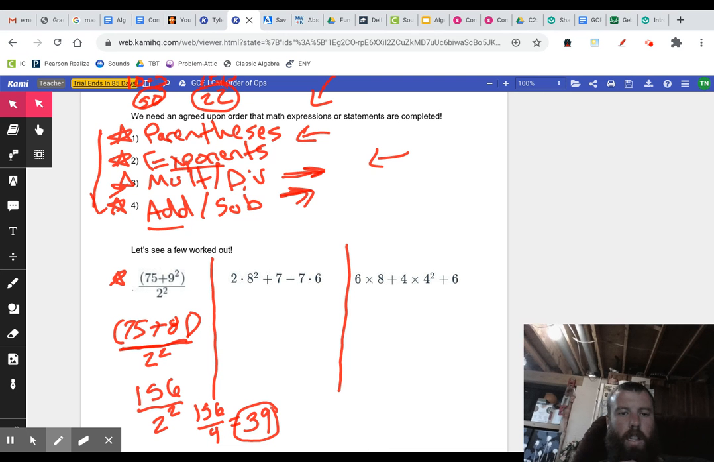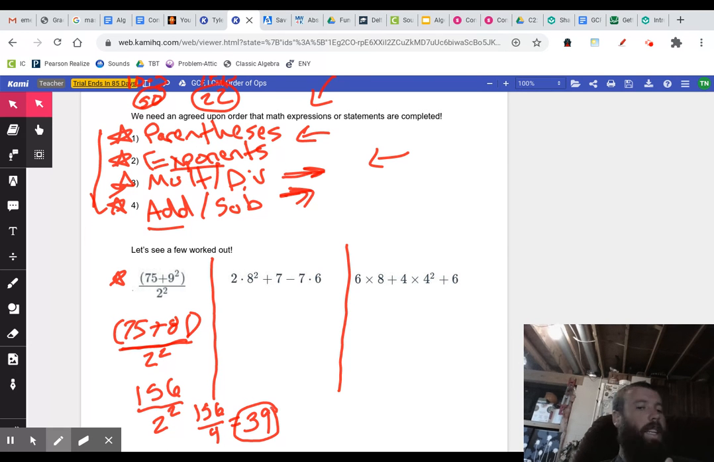All right, let's dive into this next one here in the middle. So in the middle, we have a lot going on here. I'm going to read it from left to right. We need to start using our checklist up above. 2 times 8 squared plus 7 minus 7 times 6. A lot going on. Let's just go ahead and follow these order of operations. Make this thing make a lot more sense in our head here.